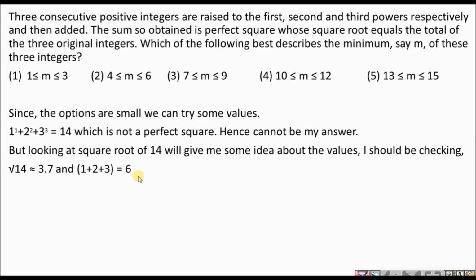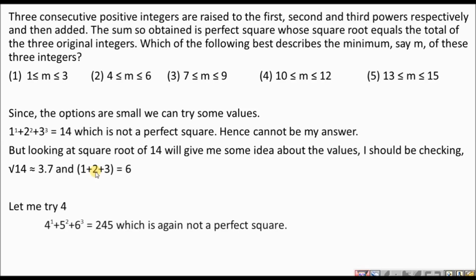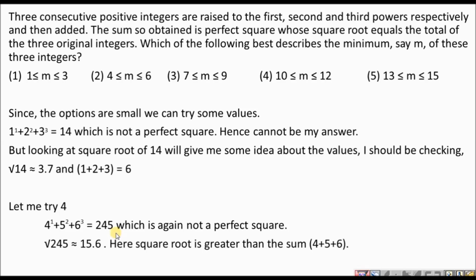So let me try a higher value. So maybe let me try 4. Let me start with 4. So if 4 is the smallest number, my equation will be something like 4 to the power 1 plus 5 square plus 6 cube, which gives me 245, which is again not a perfect square. Again, I know 245 cannot be my answer, but let me see what kind of square root it gives me. It gives me 15.6 approximately.